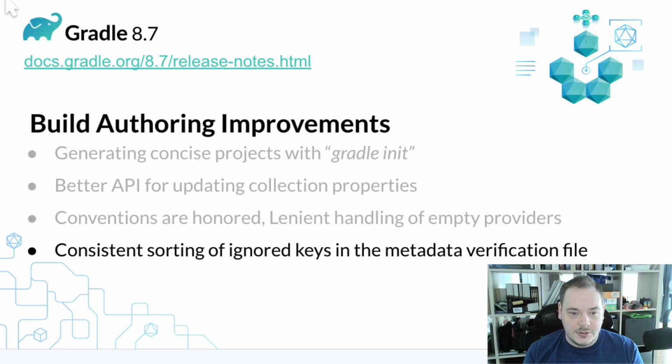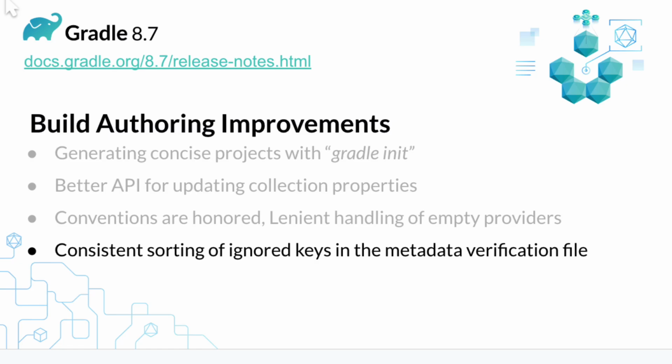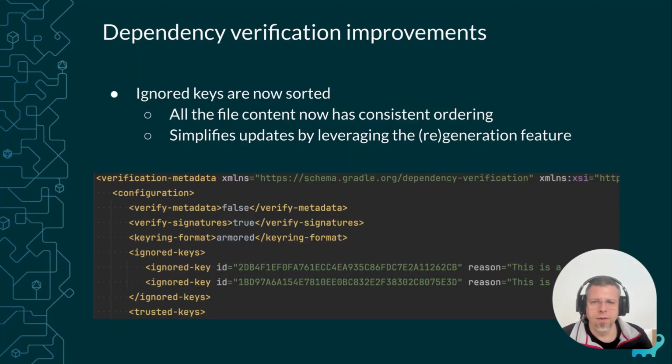Last but not least, we also have improvements for the metadata verification file that help you to avoid compromised dependencies by pinning them. This release includes an improvement to dependency verification. The set of ignored keys in the verification configuration file are now properly sorted whenever Gradle writes the file. This gives all of the dependency verification configuration content consistent ordering, simplifying updates that leverage the regeneration feature.